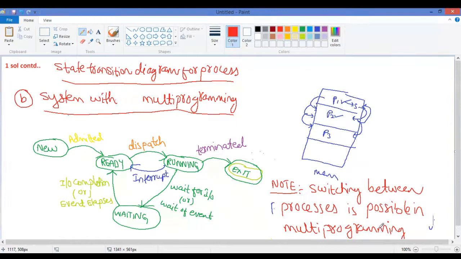Switching between processes within the main memory is possible in multi-programming. Whereas in uni-programming, only one process is there in the main memory. You cannot switch. So either you have to finish this or kill that process and give another process a chance. So hope you have understood, all of you. Question A and question B we have just finished.